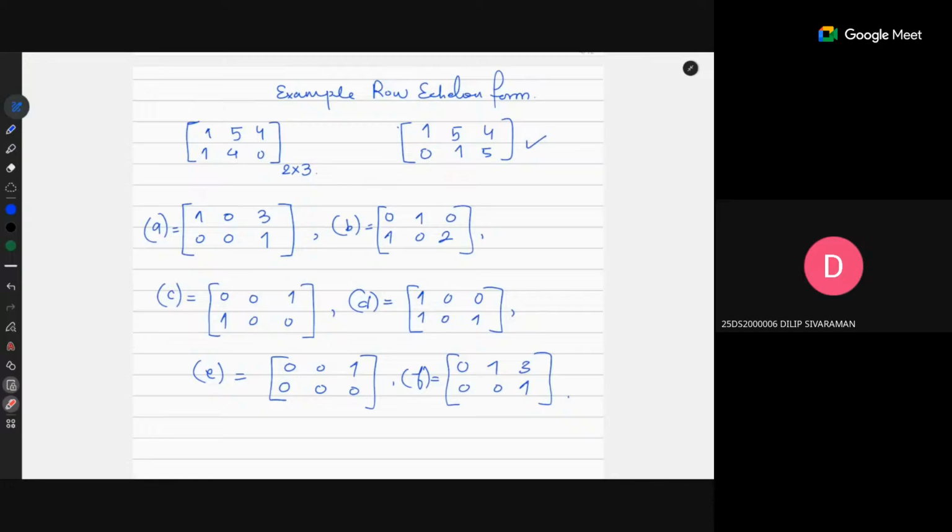Dilip: if you change the rows, it might be there, but as of now, it is not. Remember, you check the matrix as it is, not after changing the rows, because as a matrix, they are not in row echelon form. It's the current situation that you need to analyze. I'm just asking whether these matrices are in row echelon form or not, and they are not.